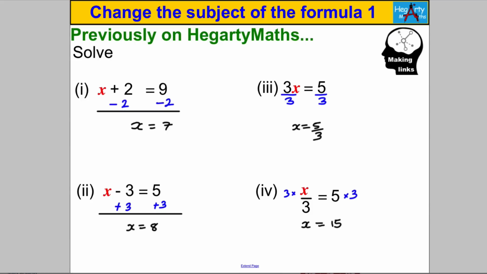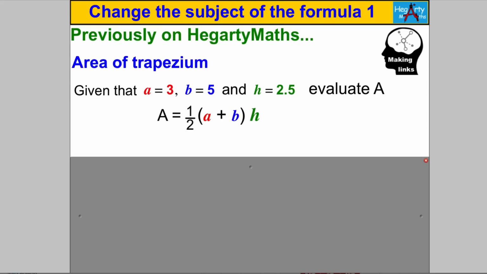Now, to introduce the idea of changing the subject. We've done questions like this before. Given that a is equal to 3, b is equal to 5, and h is equal to 2.5, evaluate A. This was substituting into an important formula. All we did here is we said A is a half. We substituted in a 3 and a 5, so 3 add 5, and we multiplied it by 2.5. When we did that, we got 8. A half multiplied by 8 is 4, and 4 times 2.5 is 10. And that was nice and easy.